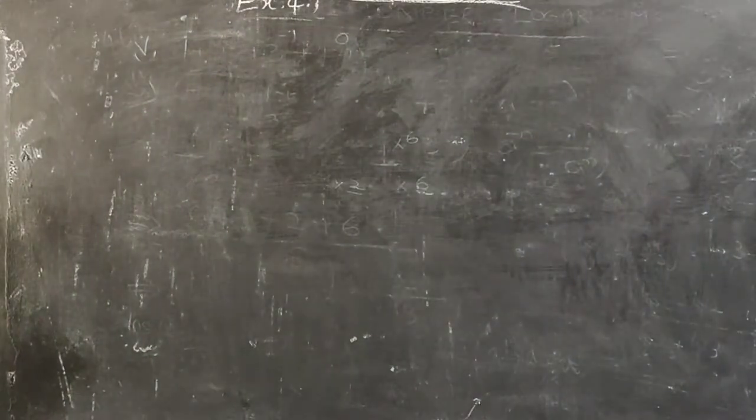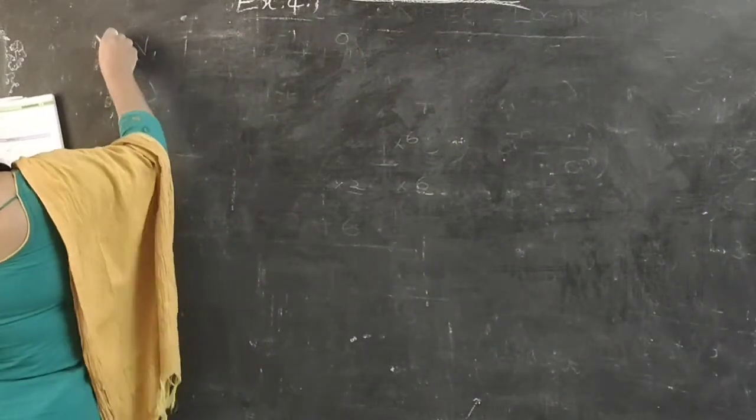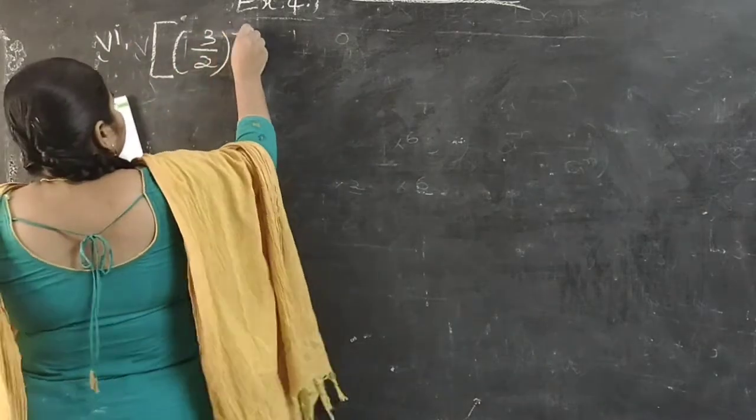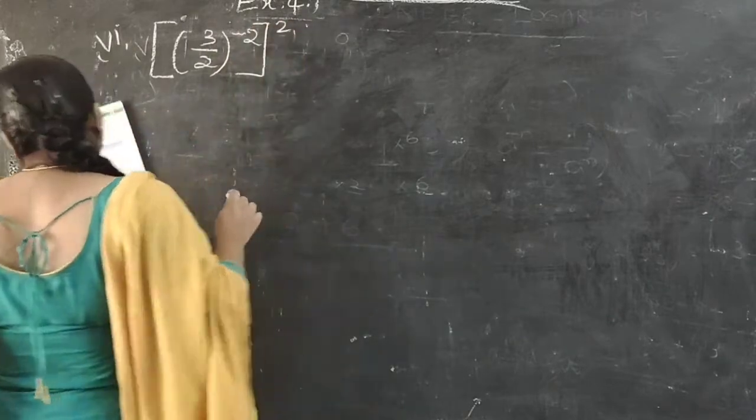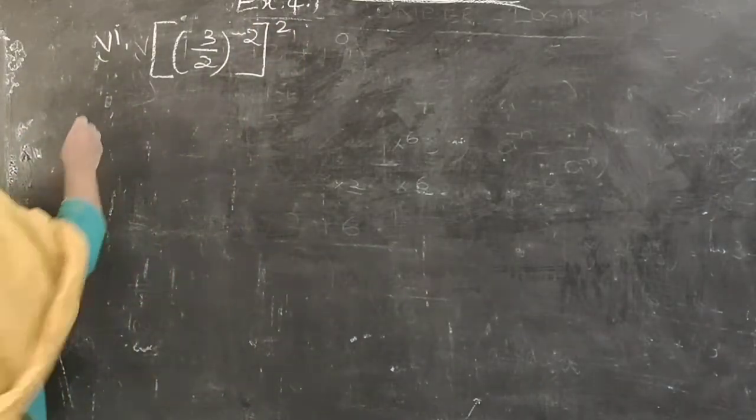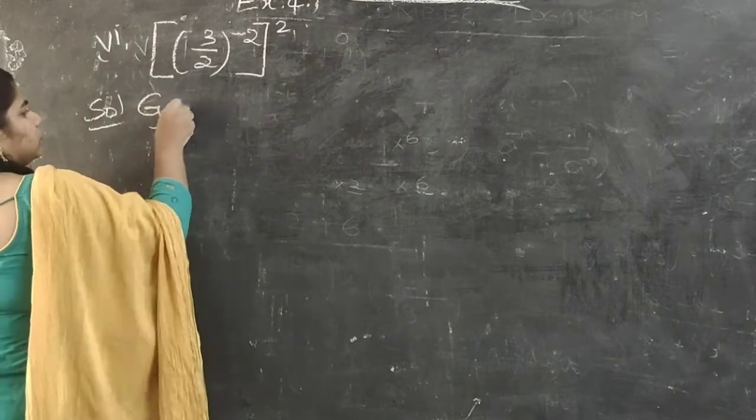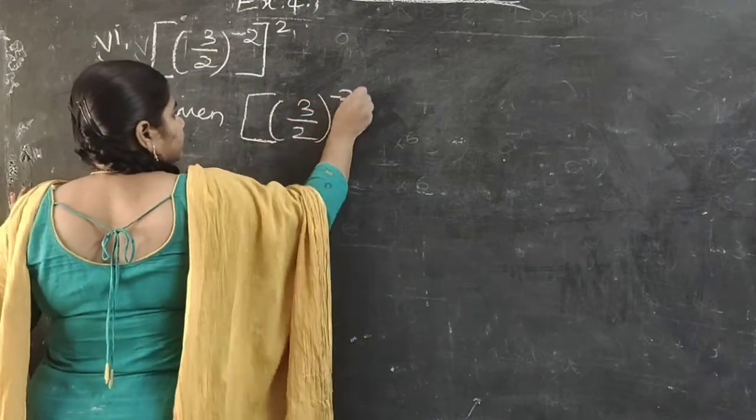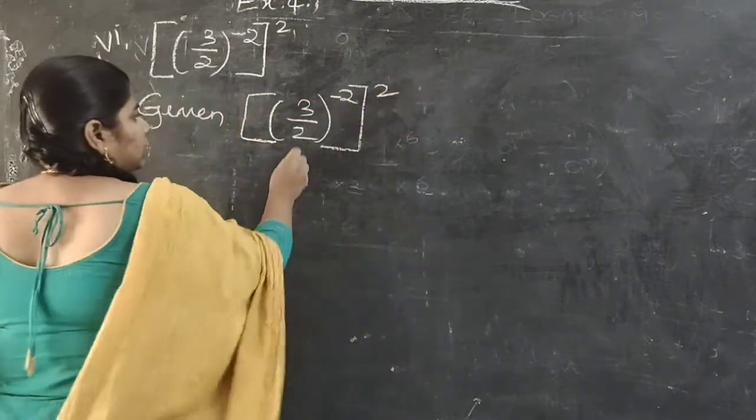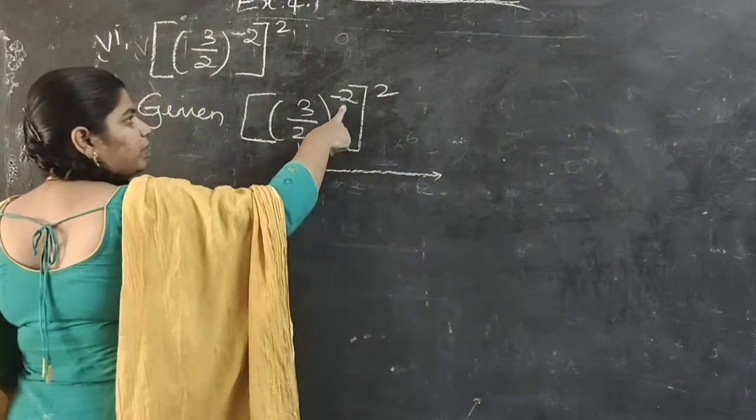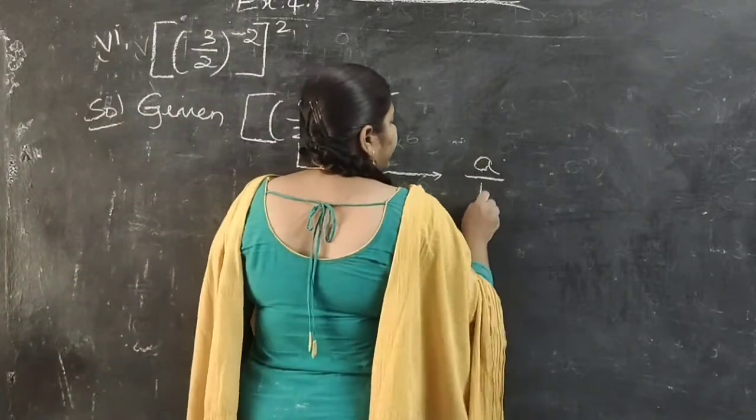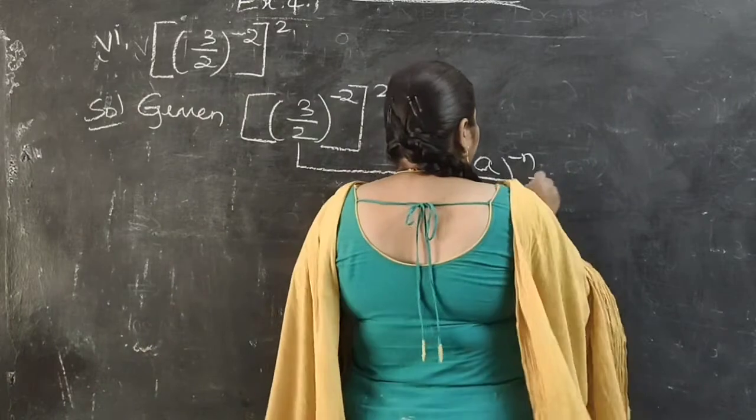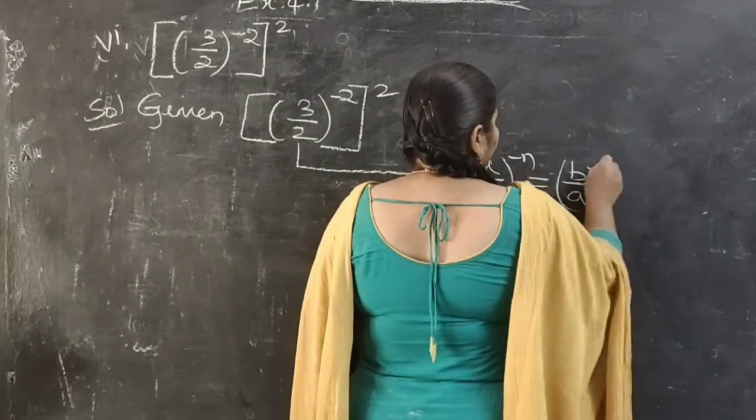Next one. 3 by 2 whole power minus 2, whole power 2. So this form, 3 by 2 whole power minus 2, is in the form of a by b whole power minus n. So what is the formula of a by b whole power minus n? That is b by a whole power n.